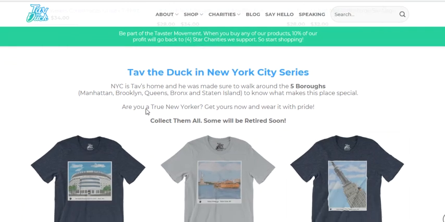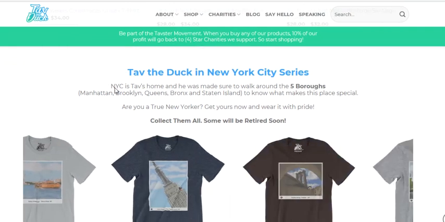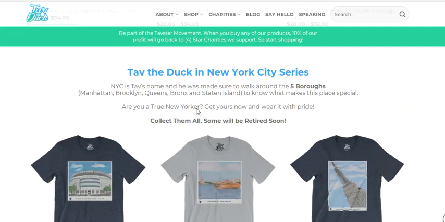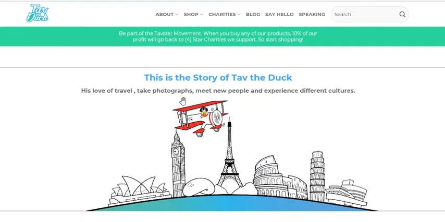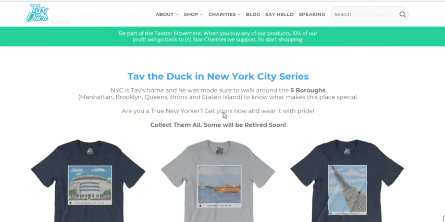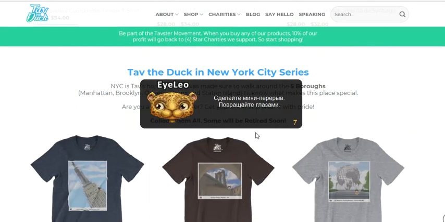So as we scroll down here, this little bit of story will be, I believe, more compelling if, again, we establish who the heck is Tav the Duck, what the heck is his mission, what's he standing for and against, etc., etc., etc.